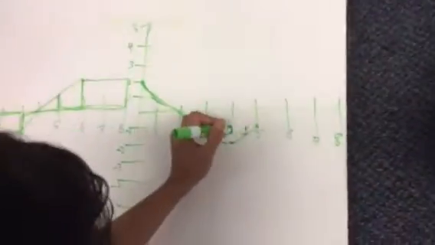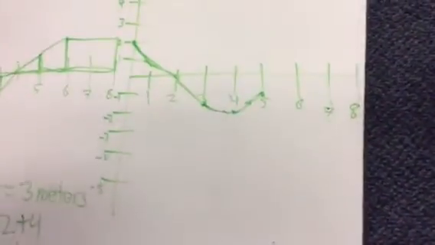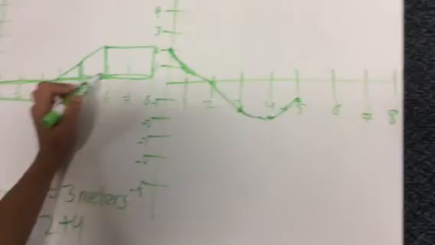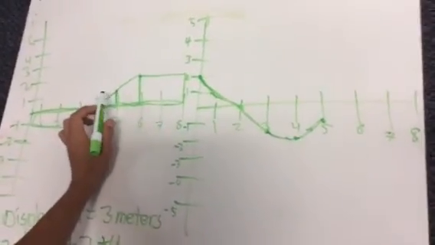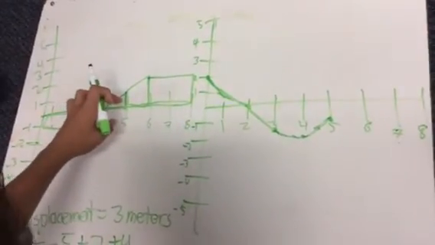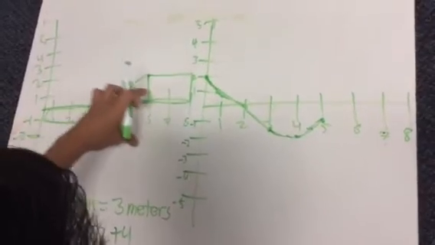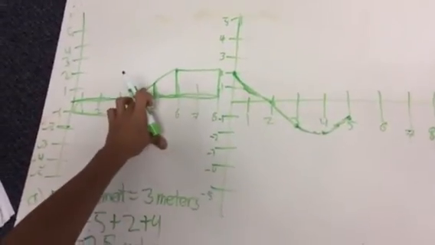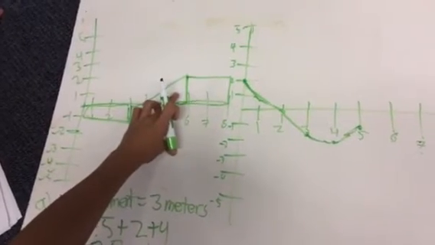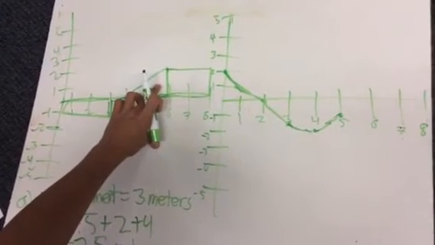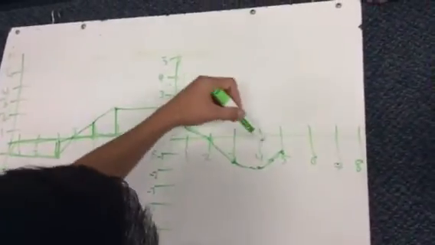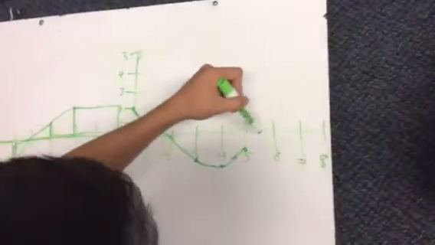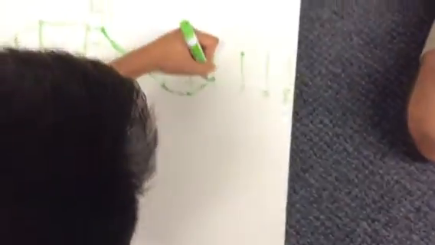Then from 5 to 6 seconds, you'd find the area of this little trapezoid right here, and you'd calculate that by averaging the 2 bases and multiplying that by the height. So you'd get 1 plus 2 over 2, which is 1.5. So from 5 to 6, it increases 1.5 meters for that second, and it would go up to 0.5 meters.